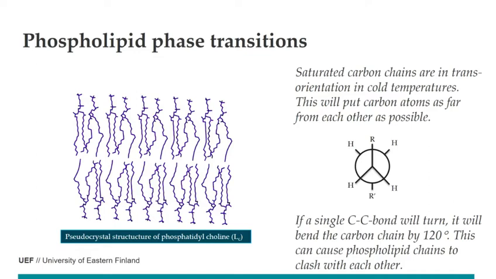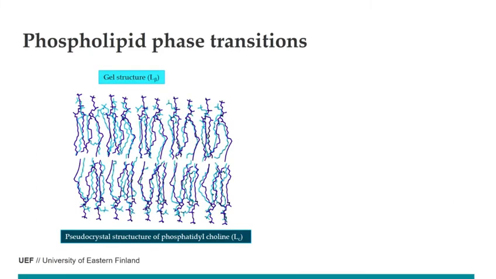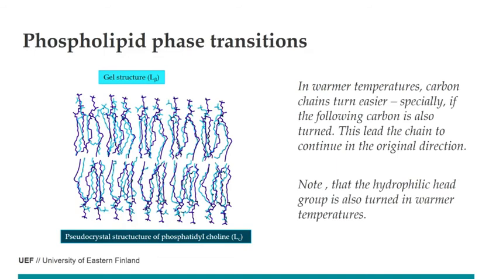And this can cause the phospholipid chains to clash with each other, and that's always something that all molecules try to avoid. But anyway, it can happen that they are bending. Especially at a slightly warmer temperature, we have a gel structure. So these carbon chains can turn more easily, especially if the following carbon is also turned.